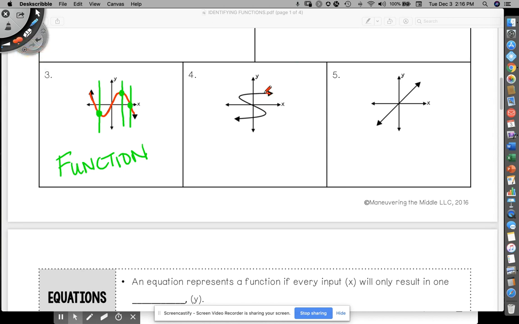So let's look at this one. I'm going to darken up our graph here just to make it more visible. Now, if I draw my straight line down, no matter where I draw it, I'm going to hit this graph at multiple points. 1, 2, 3 there. 1, 2, 3 there. 1, 2. So the minute I hit more than one spot on this graph, it makes it not a function.